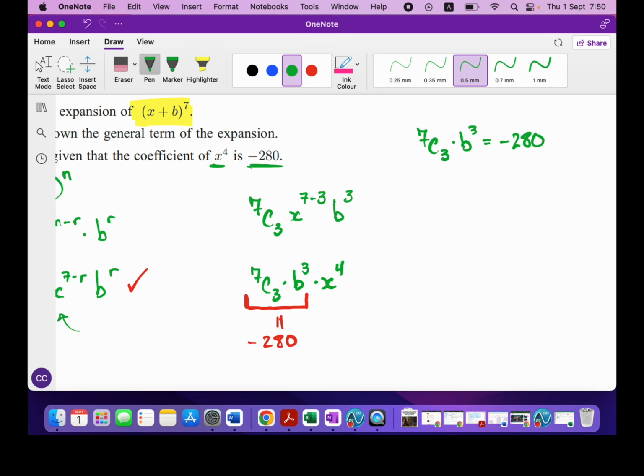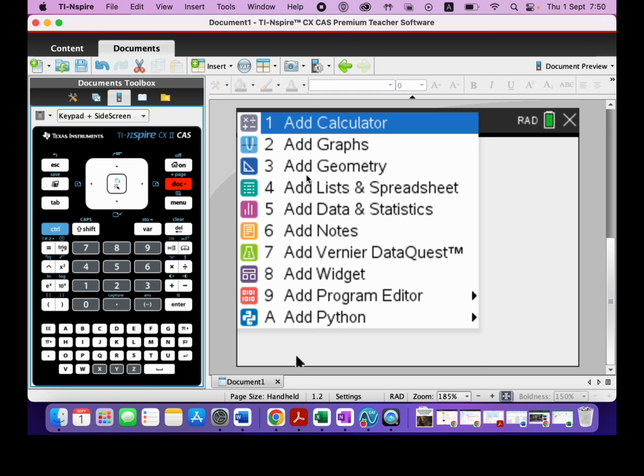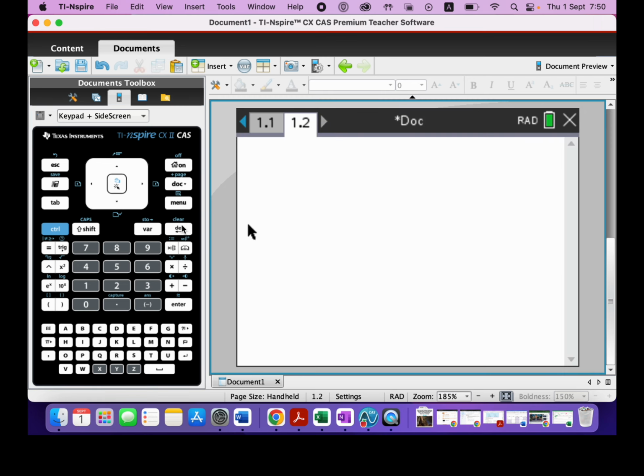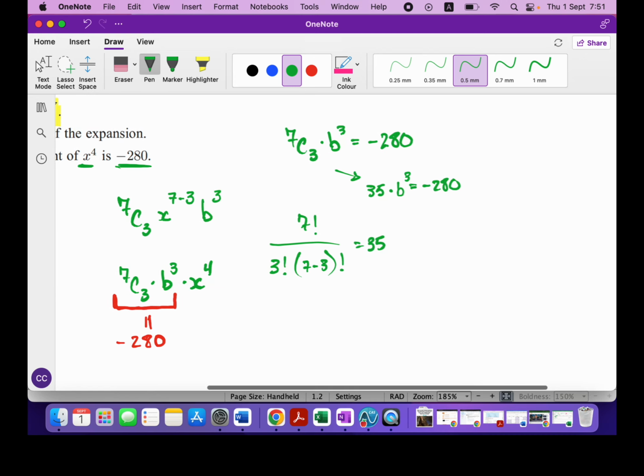So we need to know what 7 choose 3 is. That's a number. We could do 7 factorial over 3 factorial times 7 minus 3 factorial, and we could find that. For my money, I'm way too lazy to do that, so let's do a new page and find what that is. I'm going to do nCr of 7 comma 3. That tells me it's 35. So if that's 35, then 35 times some value cubed has to be negative 280.